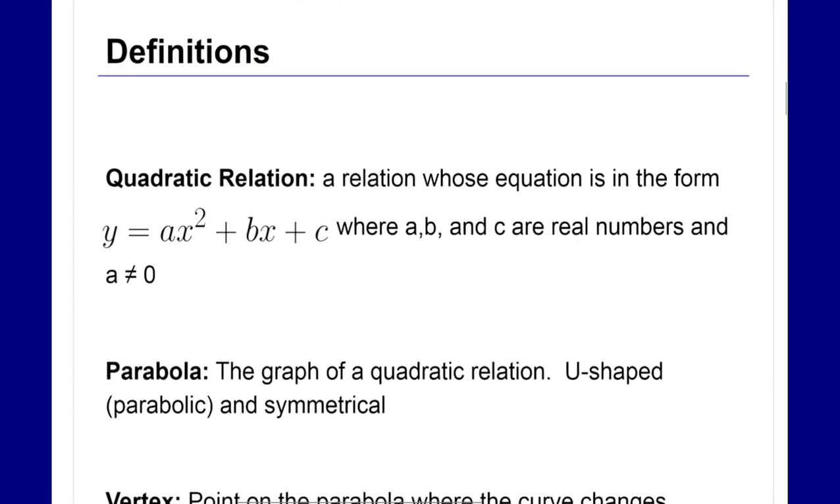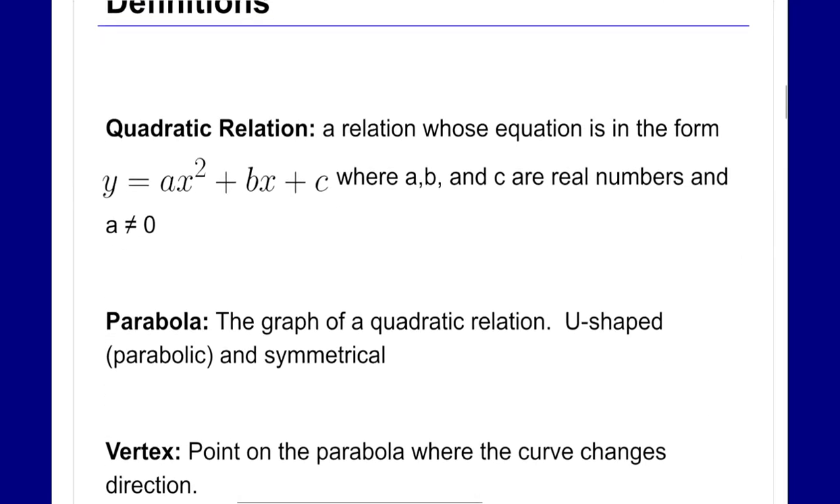So some of the definitions. A quadratic relation is a relation whose equation is in the form y equals ax squared plus bx plus c. And this is what we would call standard form. There are going to be other forms of a quadratic relation that we look at, but for right now, this could be one of the forms. A, B, and C are real numbers, and A does not equal 0.